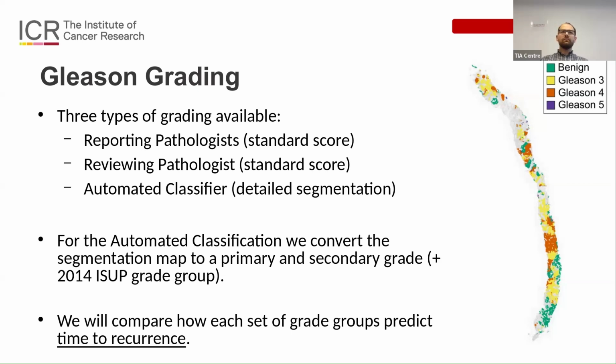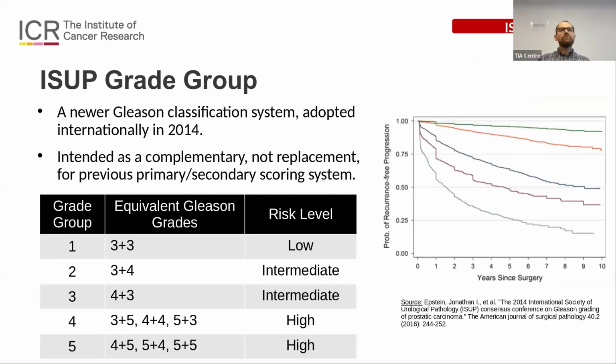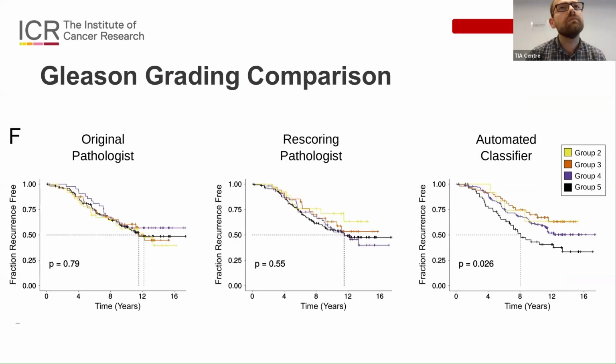And so what we wanted to see was, okay, we've got these 3 sets of scores. How do these compare in terms of predicting time to recurrence? Again, this was all using the grade group system. So while we had a 3+4 in each of the categories, we converted this to a grade group. And one of the things, the first piece of good news following on blinding, was that there was apparently a much better prediction from the automated classifier as compared to the original pathologist.